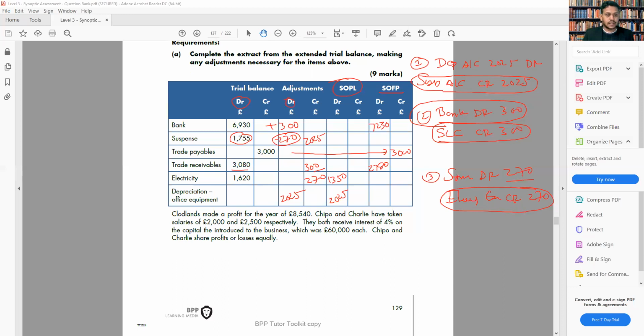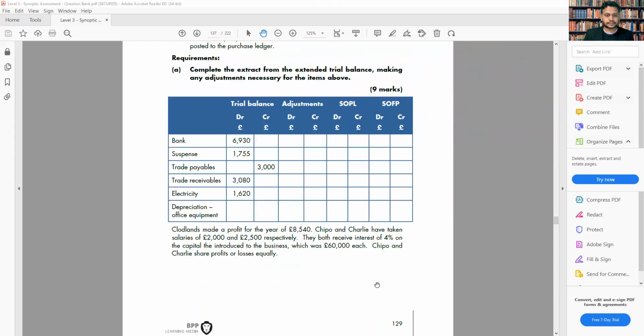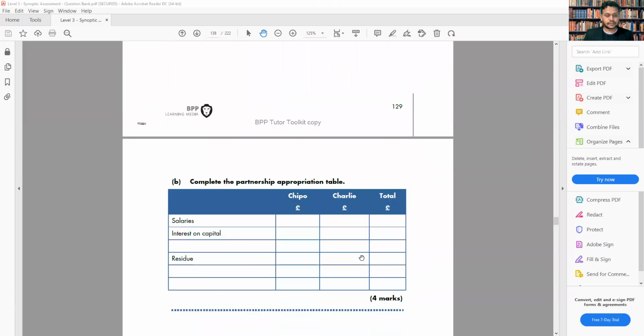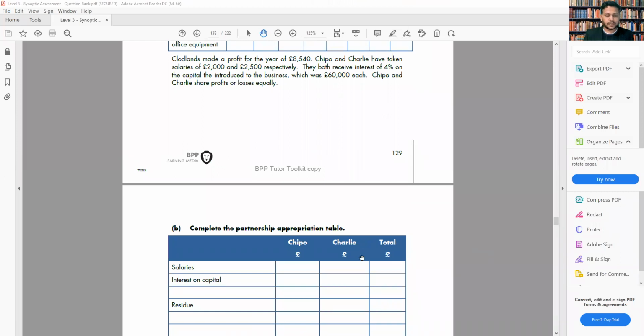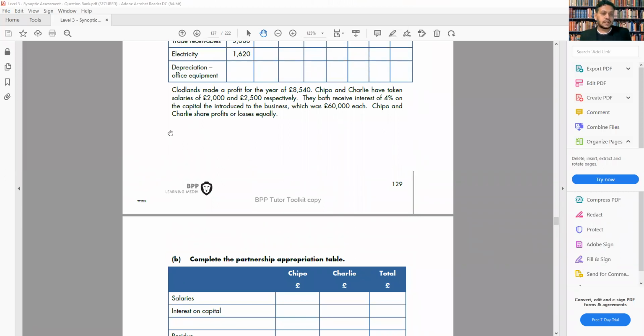All right, so let's move to the next part. The next question is for our partnership. So let's read this one. Cortland made a profit for the year of 8,540. Chipo and Charlie have taken salaries of 2,000 and 2,500 respectively. So the profit for the whole year is 8,540. That's the profit, and after that, these two persons, Chipo and Charlie, took the salary. They both receive interest of 4% on the capital.